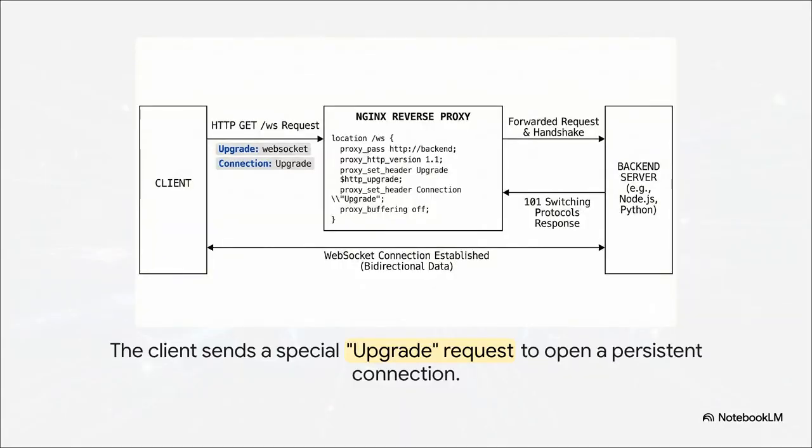So how do we get around this? Well, it all happens with a kind of secret handshake. The client, your browser, sends what looks like a normal HTTP request, but it has two special headers attached, which you can see highlighted here: Upgrade: websocket and Connection: upgrade. This is basically the browser telling Nginx, hey, this isn't a one-and-done request. We need to switch protocols and open up a dedicated, persistent channel.